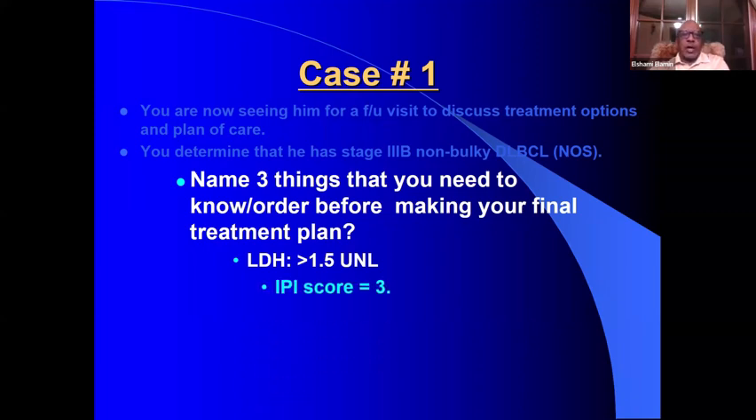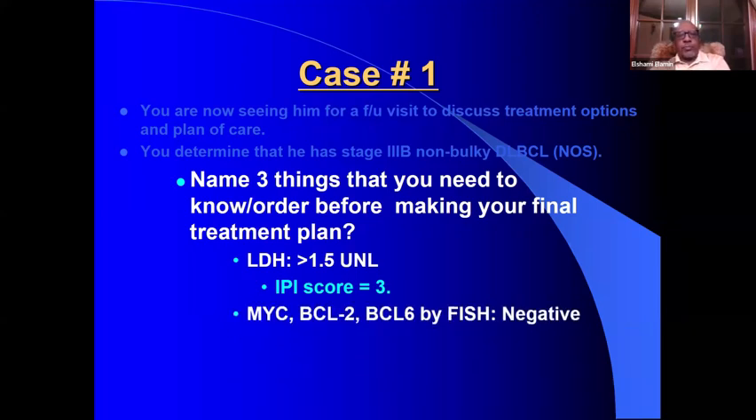So that makes his IPI score 3, correct? Because he has stage 3, and he's a 52-year-old, so this is 3 points, making the IPI score 3. The second thing we need to know, remember we talked about the germinal center cell, and we said we check for c-MYC. So we checked c-MYC, BCL2, BCL6 by FISH, and all came back negative. So that means this is not a double hit.